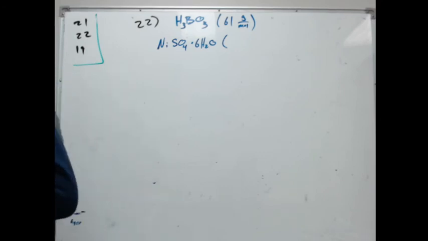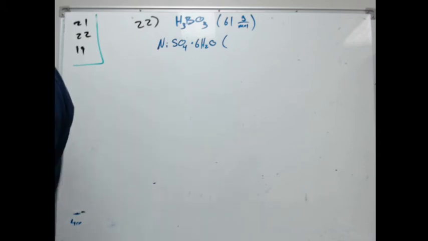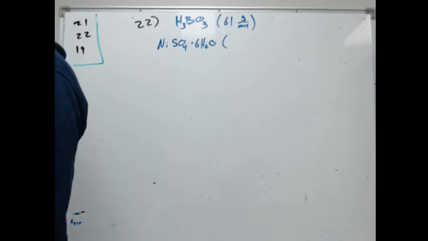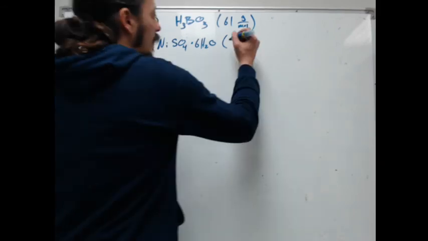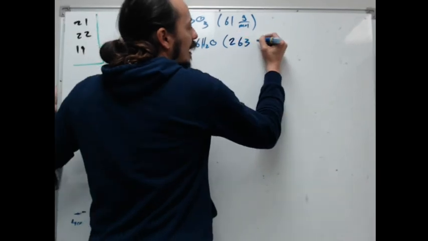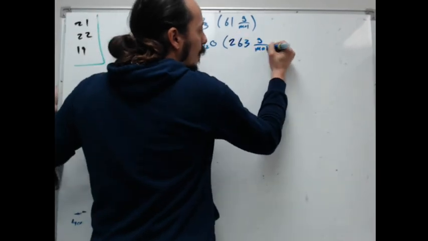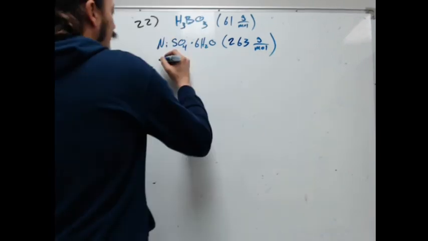Yeah, no worries. 18 plus 6 plus the molar mass of nickel. Why can't I find nickel? There it is. We're going to call it approximately 59, plus sulfate, which is going to be plus 32, plus 16 times 4, plus the 6 waters that are also attached for the hexahydrate. So this would be 263 grams per mole.